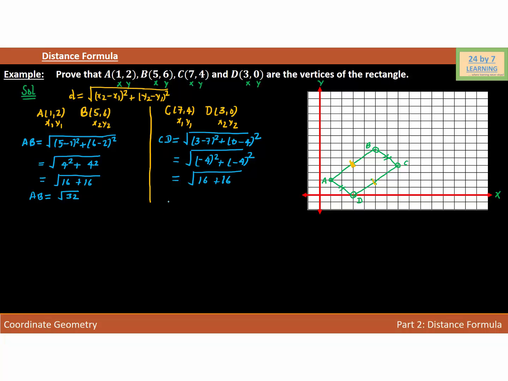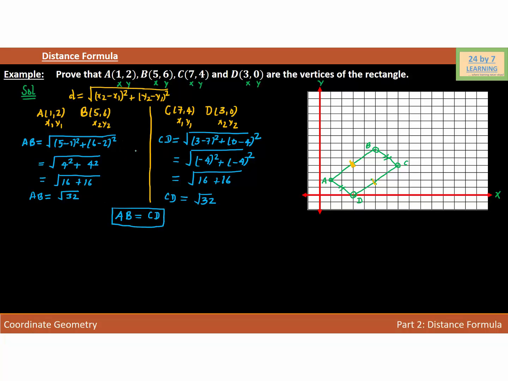And as we know, 16 plus 16 is 32. So I will write CD is equal to square root of 32. So as we can see, AB and CD is equal. So I will write AB is equal to CD. So this is our first pair of congruent sides.